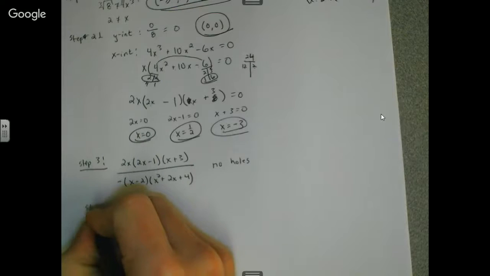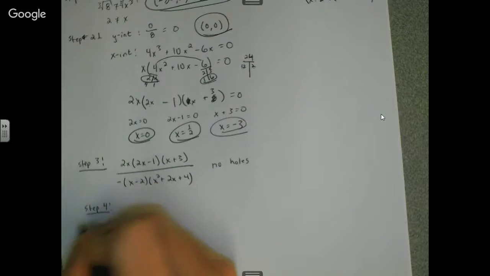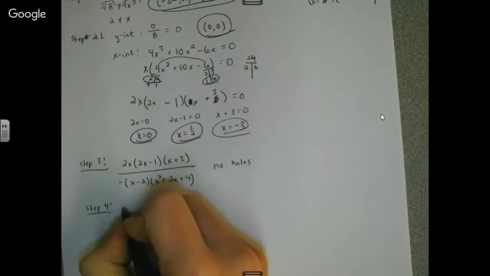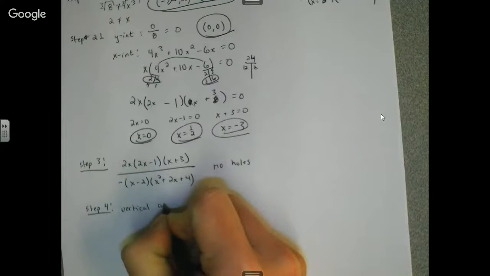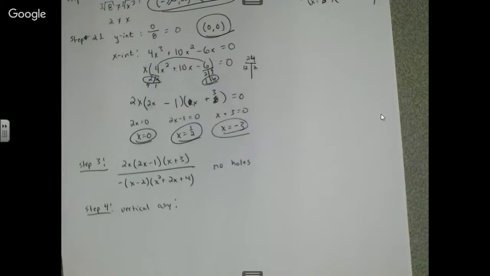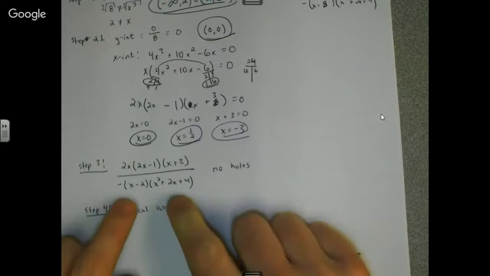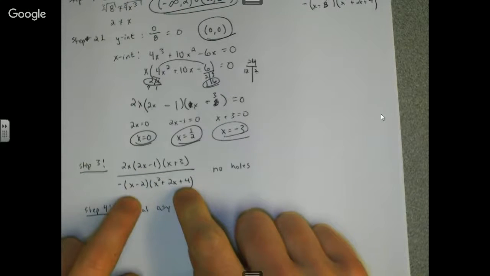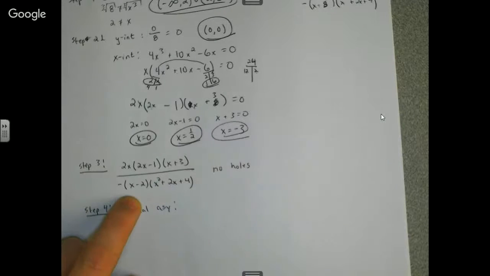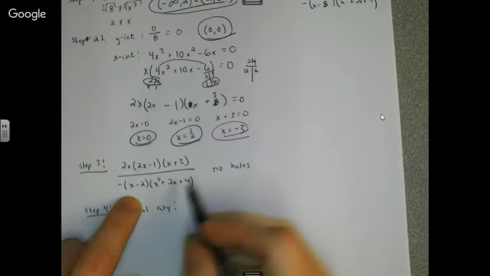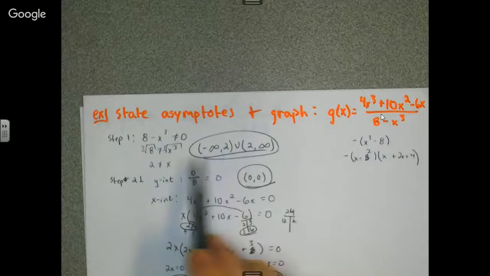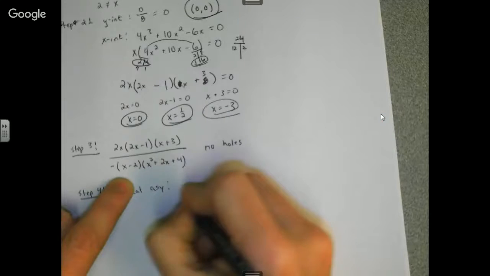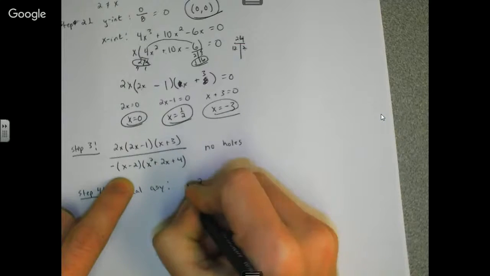Step 4 is asymptotes, so we'll start with vertical. Your vertical asymptote is where the bottom is equal to 0. So we just come back up to here and we set that equal to 0 and we found that it couldn't be 2. So x equals 2 is your vertical asymptote.